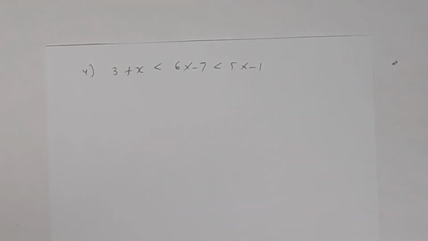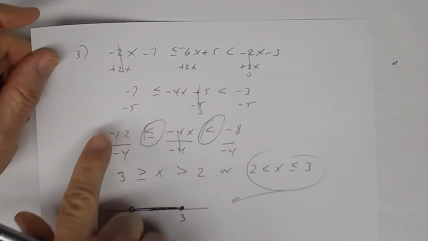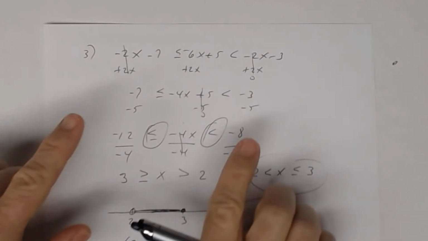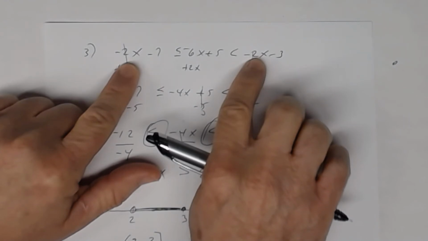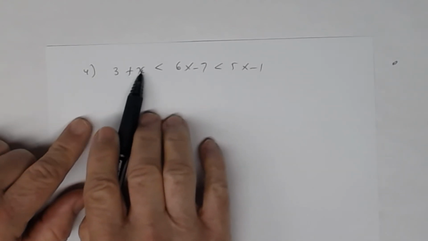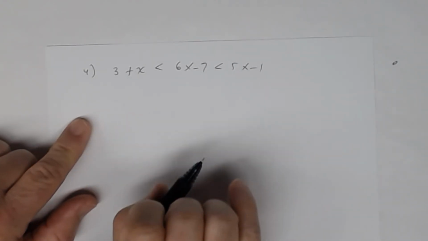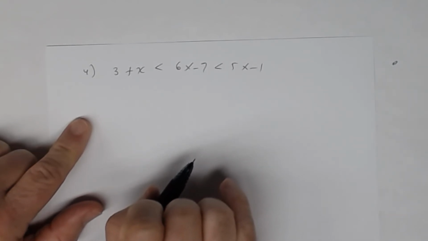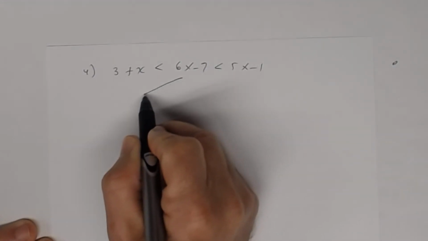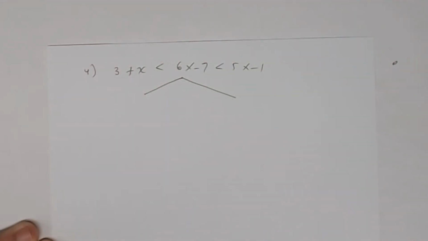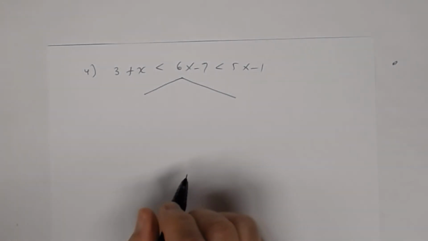Okay, now, this is the situation where you cannot use this second approach. This approach here only applies if the variable terms on the outer parts are identical. If you notice in number 4, this variable term is x and this variable term is 5x. They are not identical. So the only way you can do this is to use that first approach. That's the only way. All right, so let's go ahead and do that.